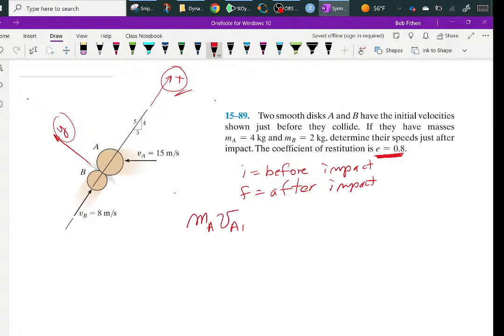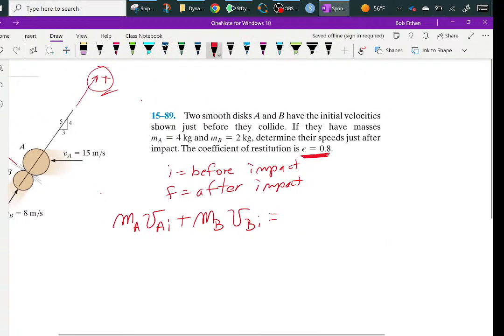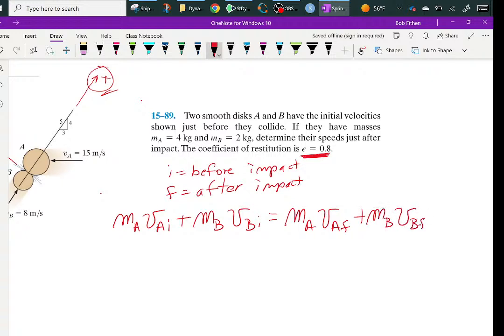So MA VA before impact plus MB VB before impact. Now I could put the forces, integrate F of A onto B dt plus the F of B onto A dt, but they're equal and opposite, so they cancel each other out, so they're kind of gone. And then what you get is MA VA final plus MB VB final.